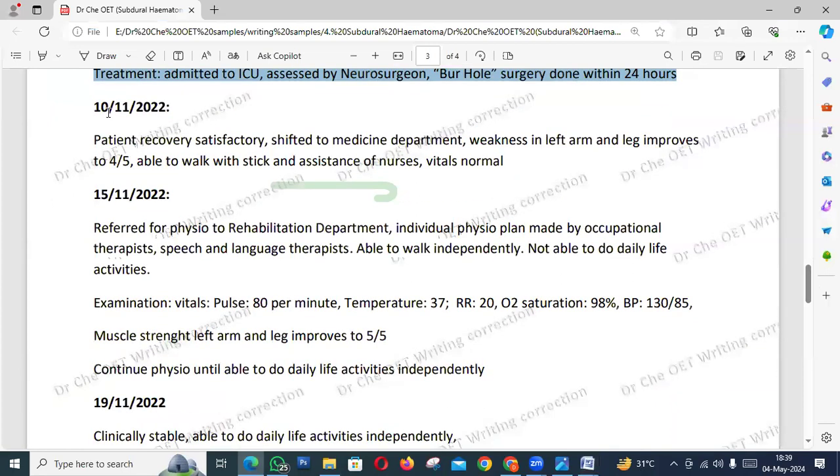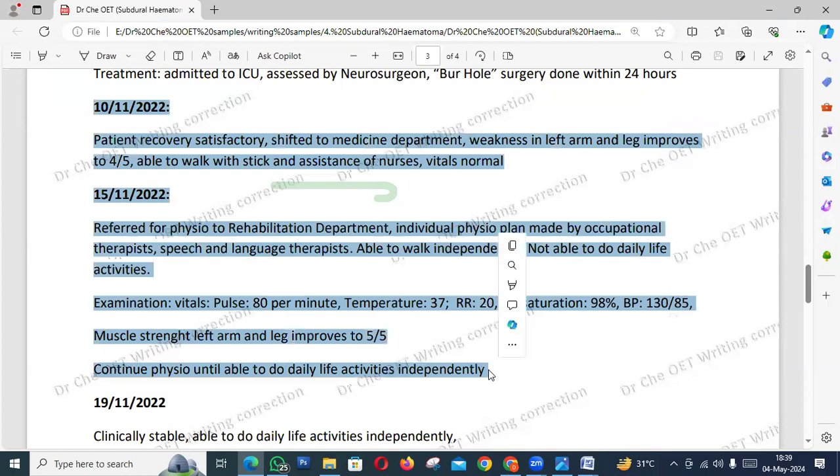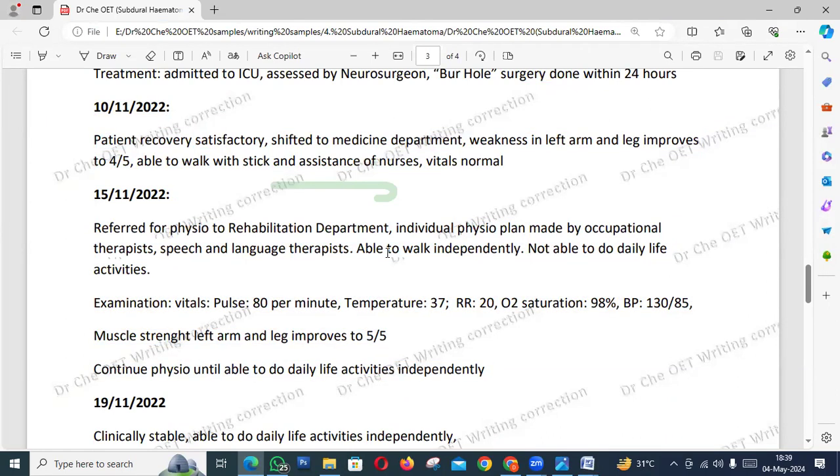Now, if you see, can you make a complete separate paragraph for this visit? I think no, this is not too important. Just the patient is improving. You can join this with the next, okay? It will look good, because you already have two paragraphs. On this date, patient recovery is satisfactory, shifted to medicine department. Weakness in left arm and leg improves to this, able to walk with stick and assistance of nurses, vitals normal.